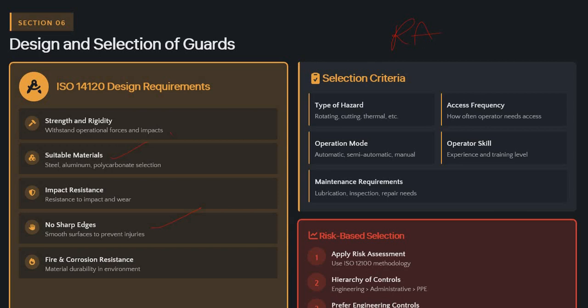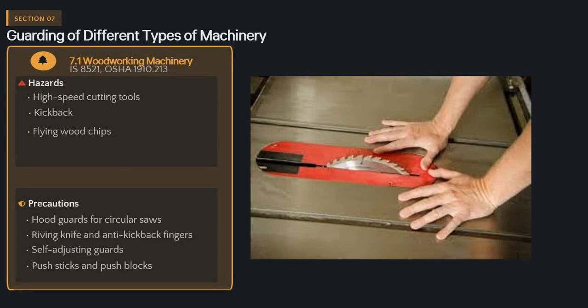In this risk assessment also, there is a standard I already mentioned: ISO 12100 methodology. This is the standard, Safety of machinery, general principles for design, risk assessment and risk reduction. This is the standard you need to consider for this. Suppose, I will take one example. That is the reason I brought this.